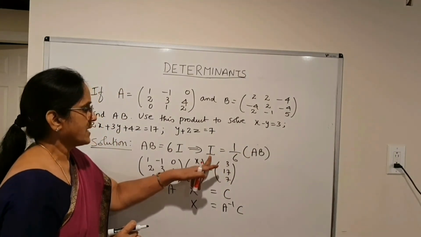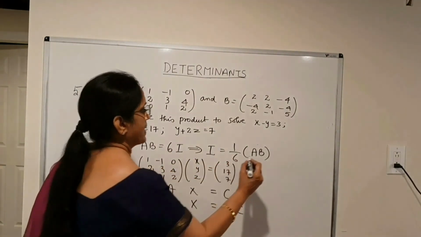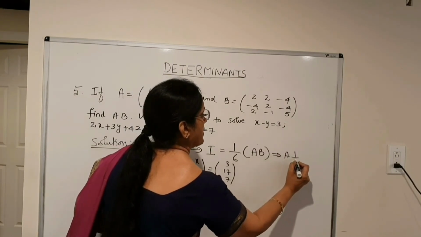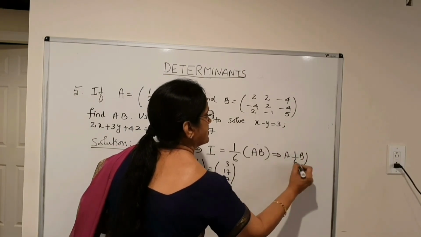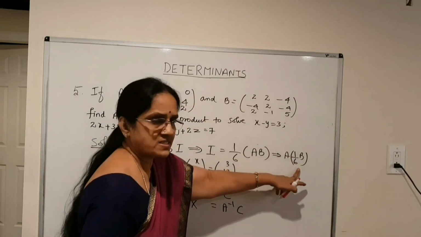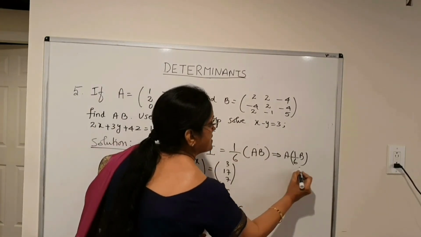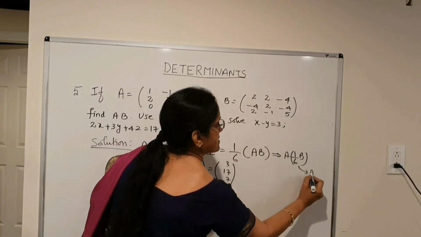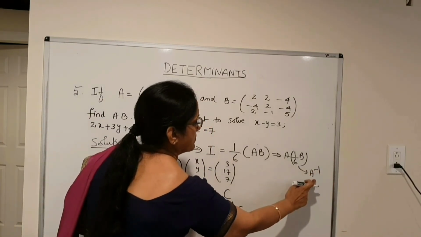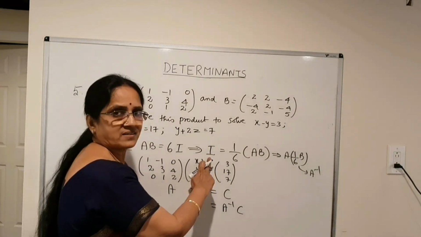Because I am getting I is equal to 1 by 6 of AB. So this implies I can write this as A into 1 by 6 of B. Only then A into A inverse will give me I. So this will be my A inverse. Only then the product will give me the identity matrix I.